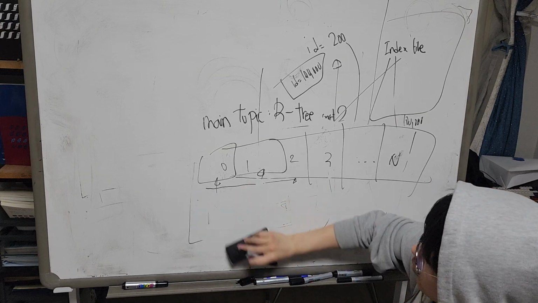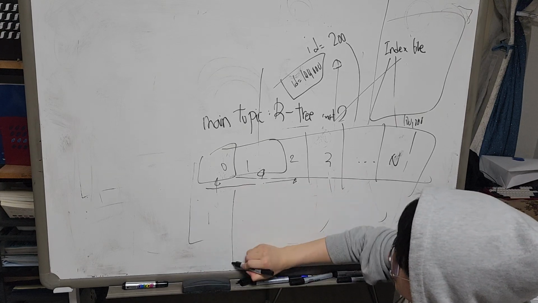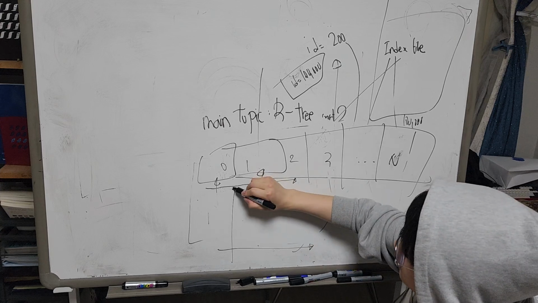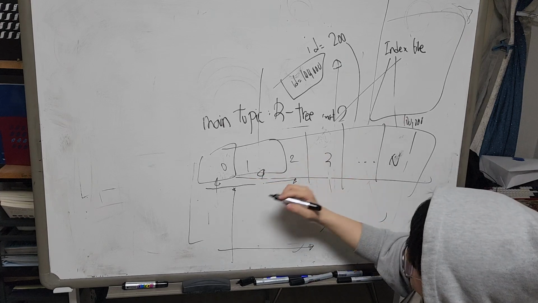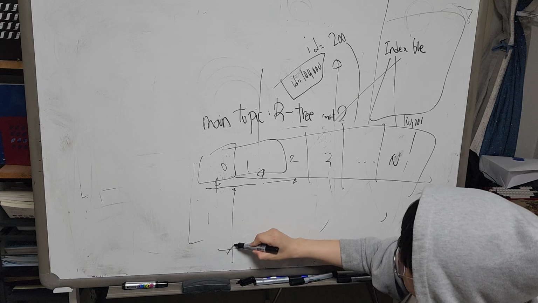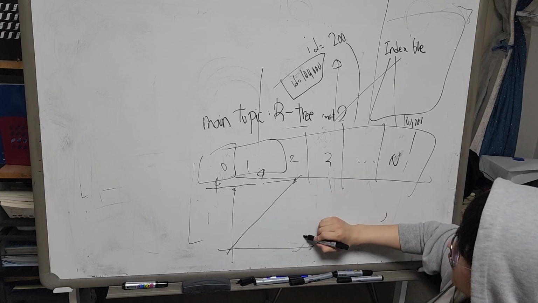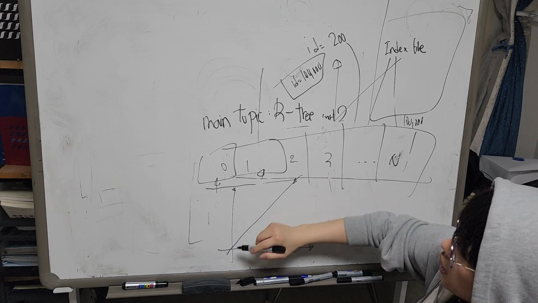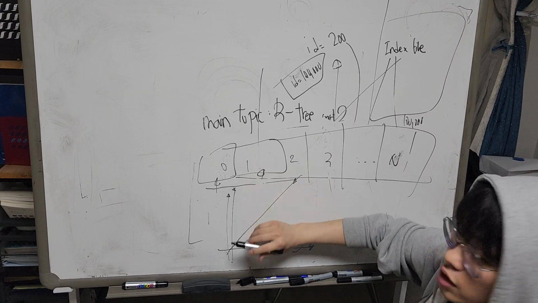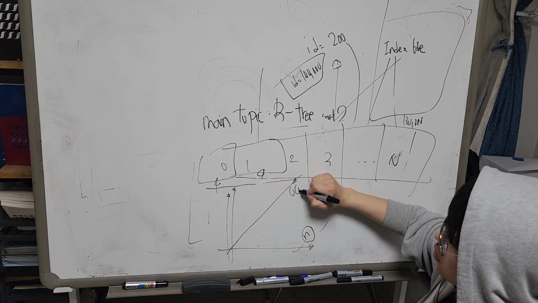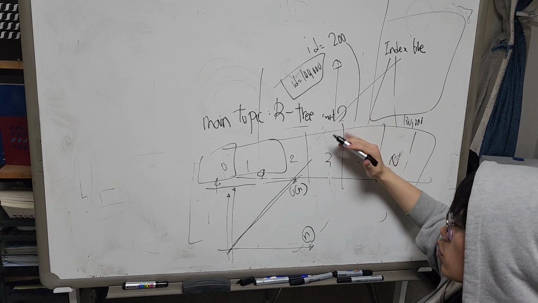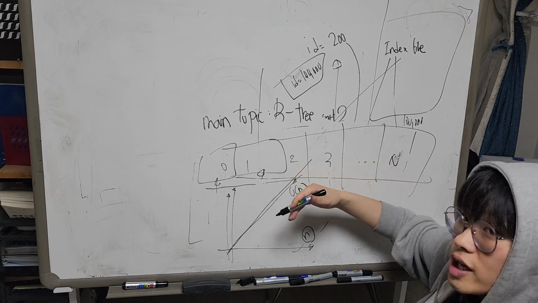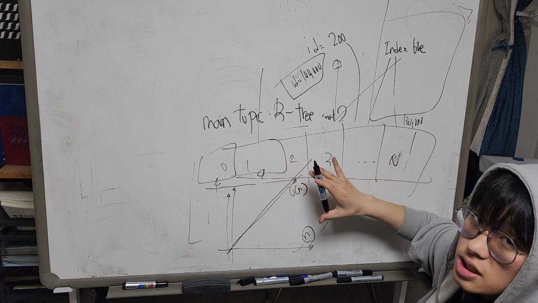Let me try to explain with the graph. So this is the graph here, and it's going to look like this. The larger n gets, the more your time complexity will increase, like this. But what if we can reduce this kind of time cost?